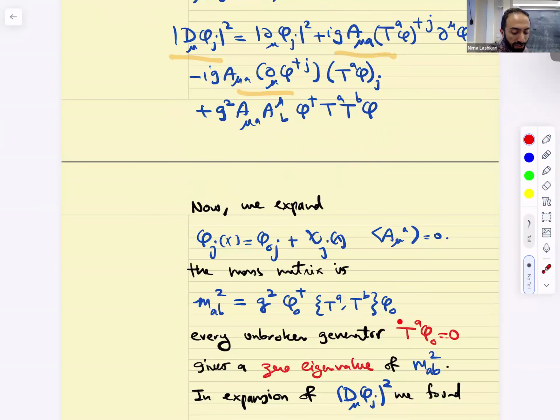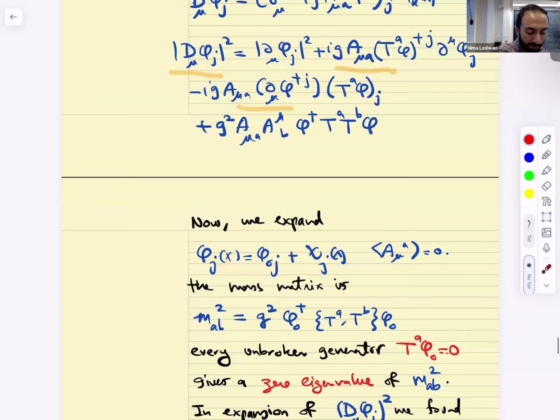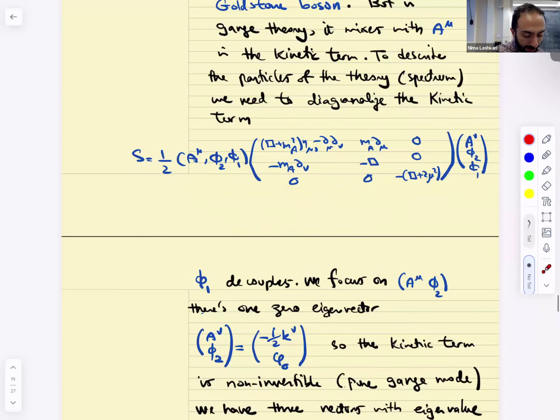Every unbroken generator, TA, acting on phi naught equal to 0, gives a 0 eigenvalue for this mass matrix. Is that step clear? This is a direct generalization of what I said before. What I said before, let me show it to you, was this.